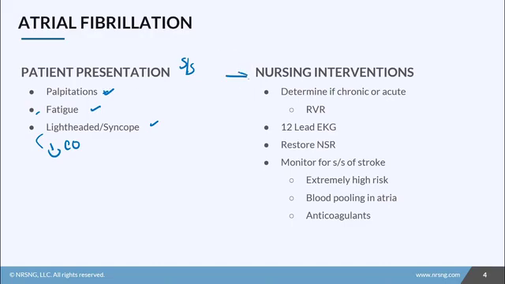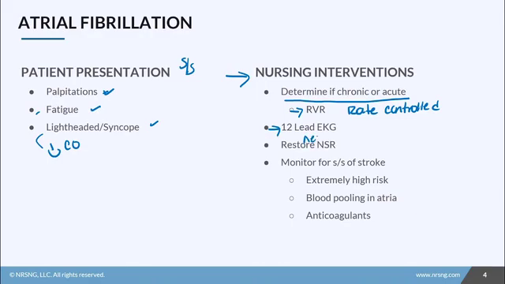So nursing interventions for AFib are to determine if it's chronic or acute. If I have a patient with chronic AFib, that's okay. Let's just continue to monitor them as long as their rate is controlled. Got to make sure that they are not in RVR, because that way I know that their cardiac output is adequate. Other nursing interventions would be to obtain a 12-lead EKG to always confirm the rhythm.